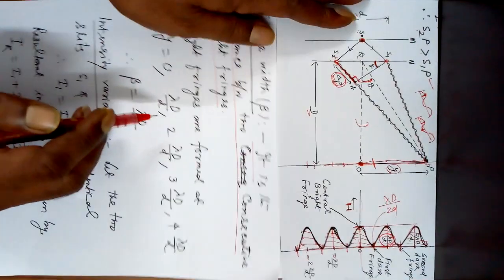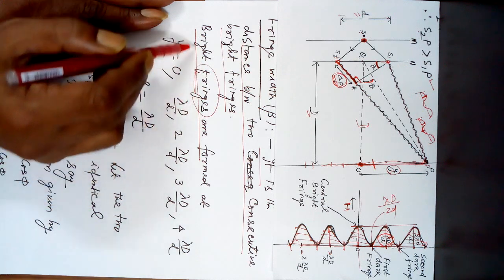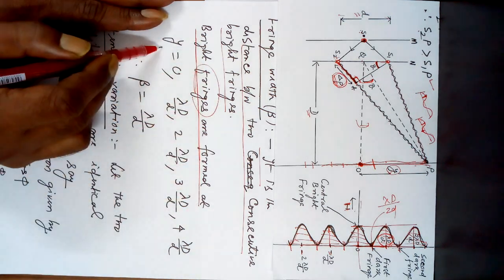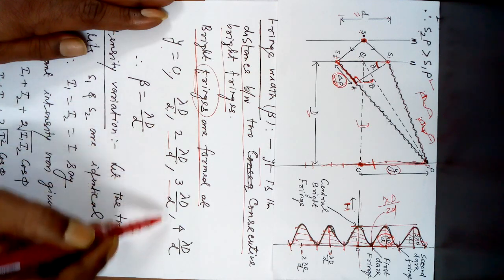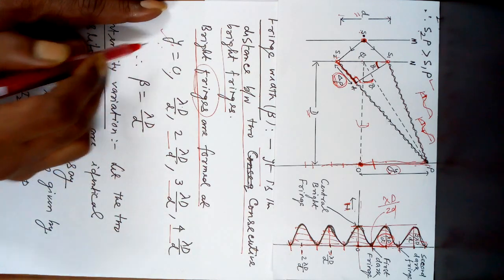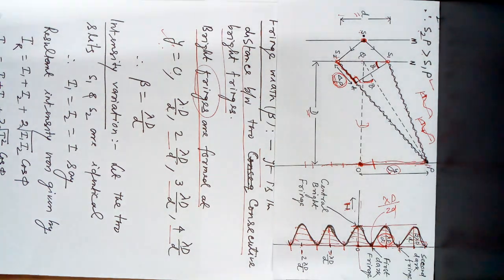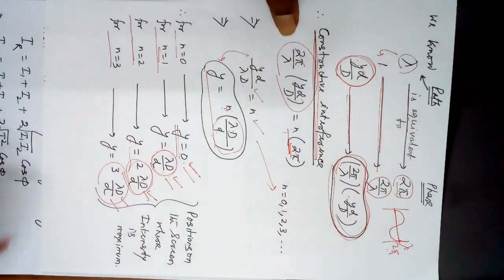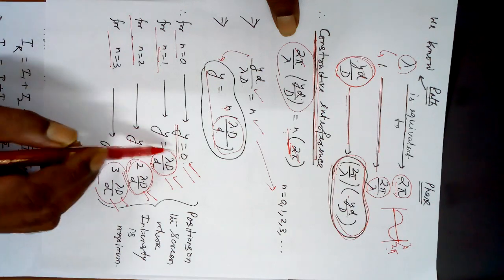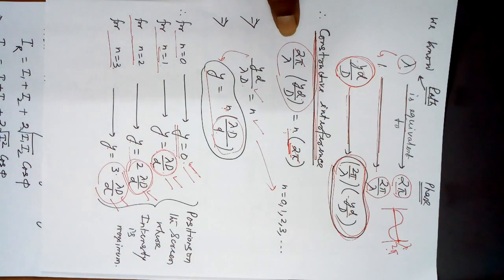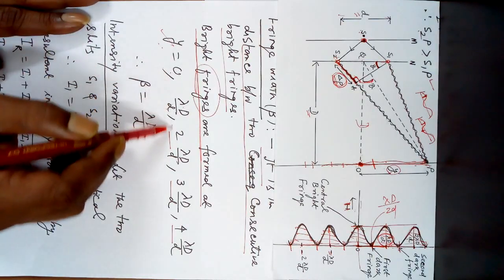So we know bright fringes, fringe means pattern. Bright fringes are formed at y is equal to 0, lambda D by small d, then 2 times that, 3 times that, 4 times that. These were the places where bright fringes were formed. Just I explained you before. For the constructive interference, putting n is equal to 0, 1, 2, 3. These are the different places on which bright fringes were formed. So these are the places bright fringes are formed.